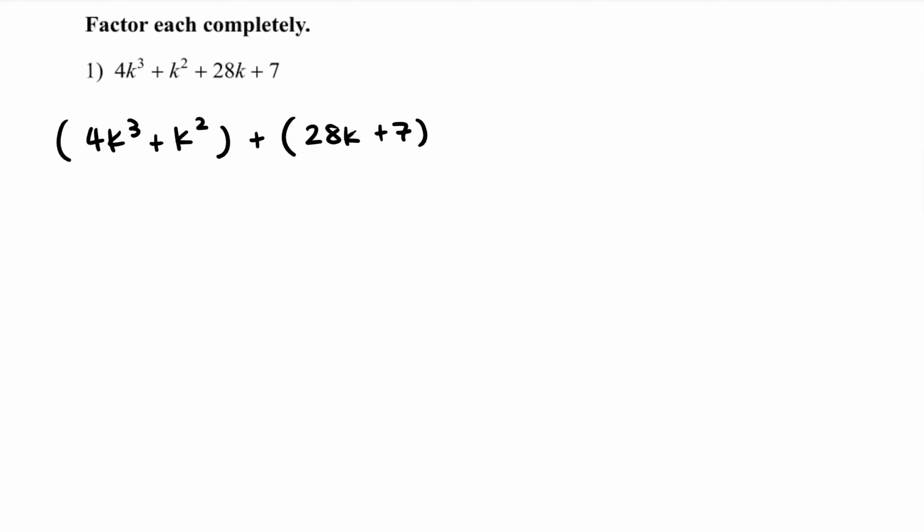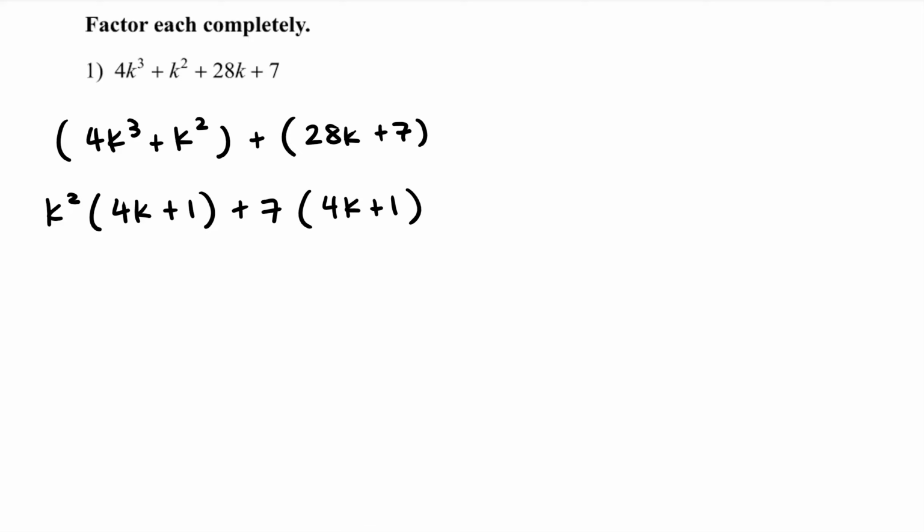Now what we want to do is, in each set of parentheses, factor out the greatest common factor. So in the first set of parentheses we have 4k cubed plus k squared. Both of those have a common factor of k squared. So I'm going to factor out k squared from both of those terms, and then we're left with 4k plus 1. In the second set of parentheses, I have 28k plus 7, and the greatest common factor between those two terms is 7, so I'm going to factor out 7, and that's going to leave me with 4k plus 1.